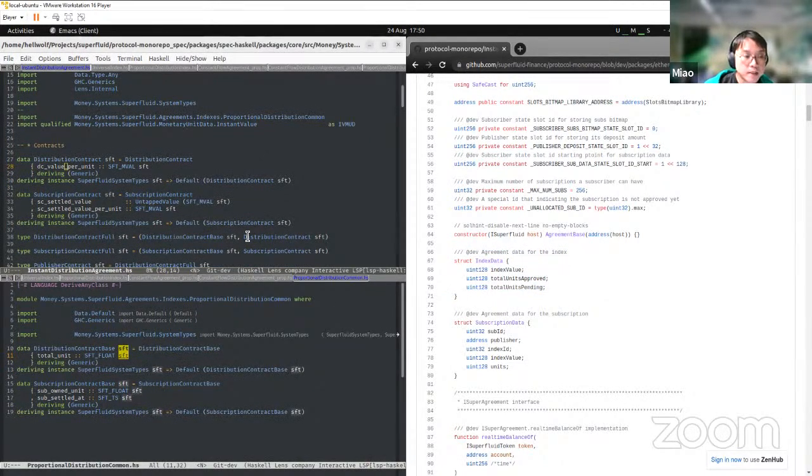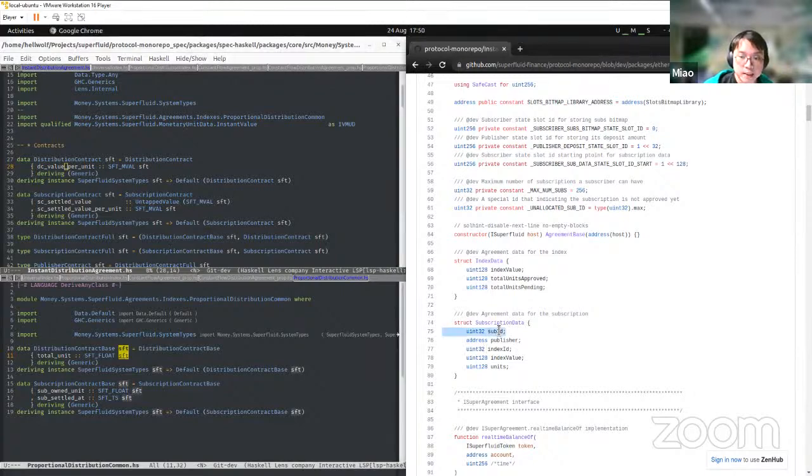In terms of the subscriber, sub ID is more of a specific implementation detail. Index ID and publisher are also implementation details. So this one is for you to find the reference, right? So all these are a bit more implementation details. That's why it's not mentioned here.